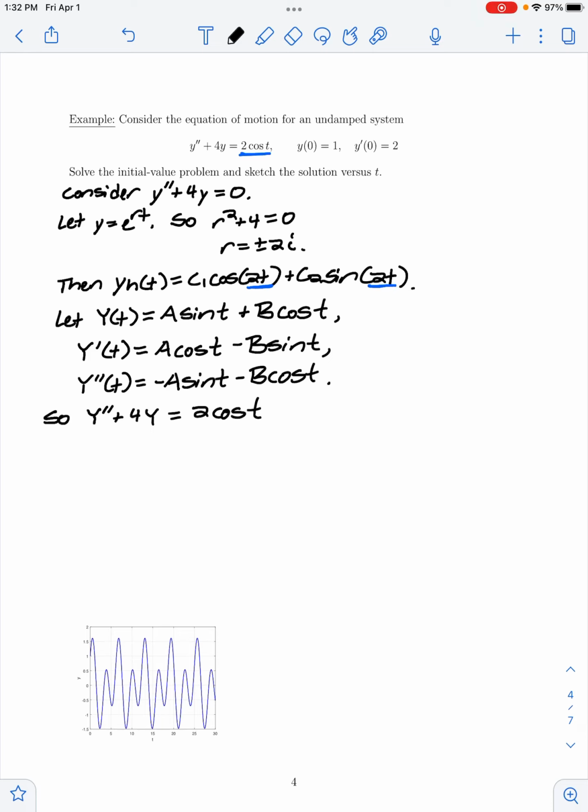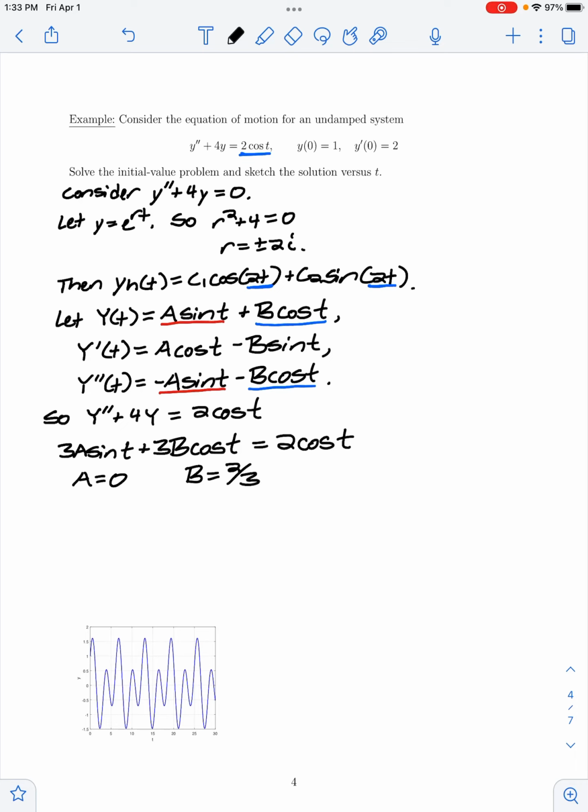So let's see what we have for y'' + 4y. If we group the sine terms, we would have 4A - A, which leaves us 3A sin(t). And then grouping the cosine terms, we would have 4B - B, so 3B cos(t). And this has to equal 2cos(t). So equating the coefficients, we find that A has to be 0, since there is no sine term on the right-hand side. And 3B has to equal 2, so B is 2/3.